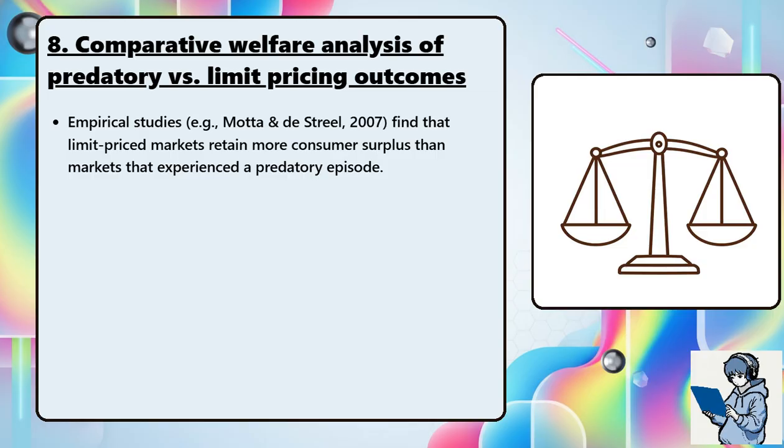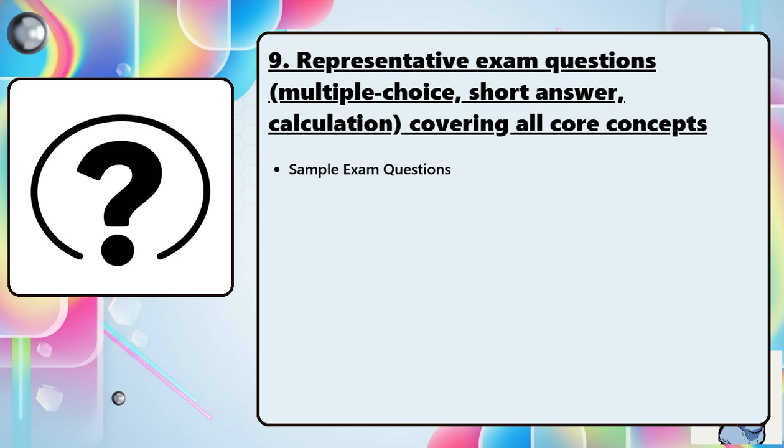Empirical studies, for example Mata and Destriel 2007, find that limit-priced markets retain more consumer surplus than markets that experienced a predatory episode. Sample exam questions.